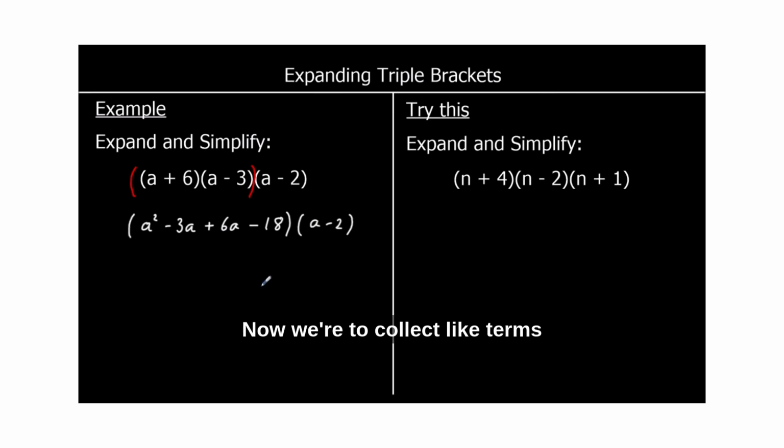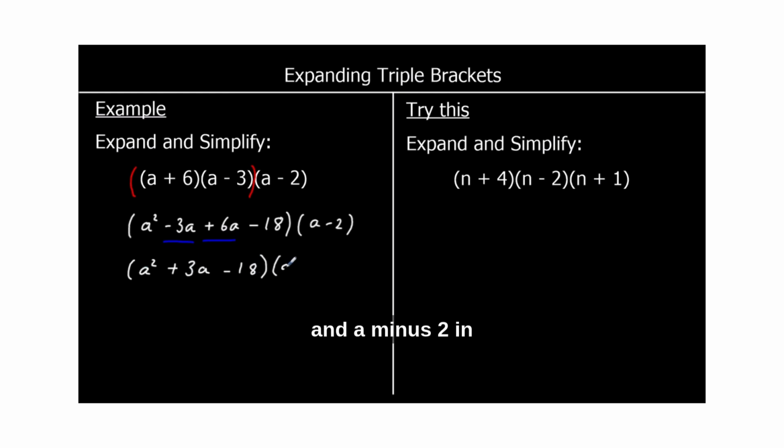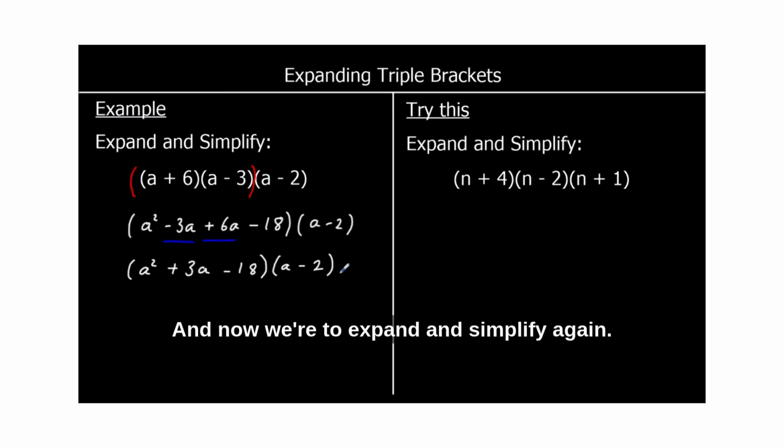Now we're going to collect like terms for what is now our first bracket. So we've got negative 3a plus 6a, which is 3a. So we've got a squared plus 3a minus 18 in the first bracket now, and a minus 2 in what is now the second bracket. And now we're going to expand and simplify again.